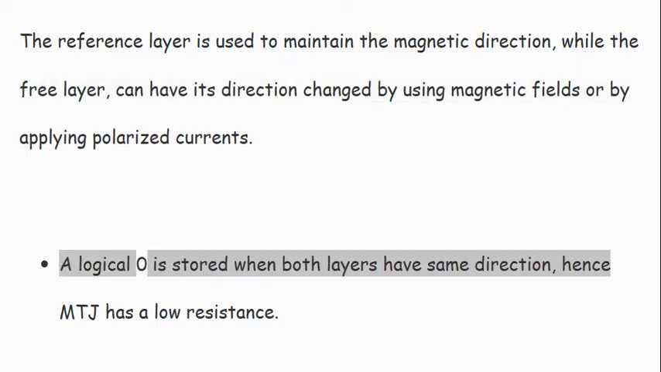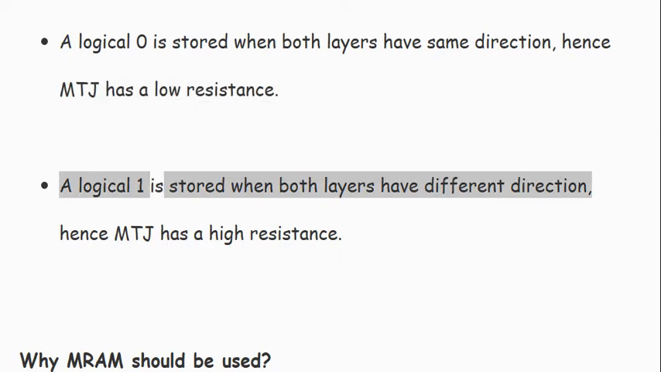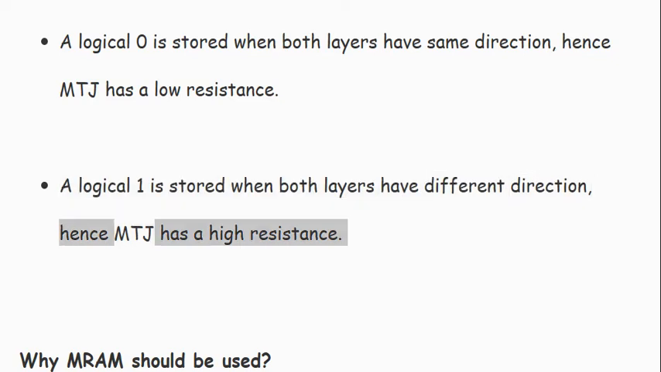A logical 0 is stored when both layers have the same direction, hence the MTJ has a low resistance. A logical 1 is stored when both layers have different directions, hence the MTJ has a high resistance.